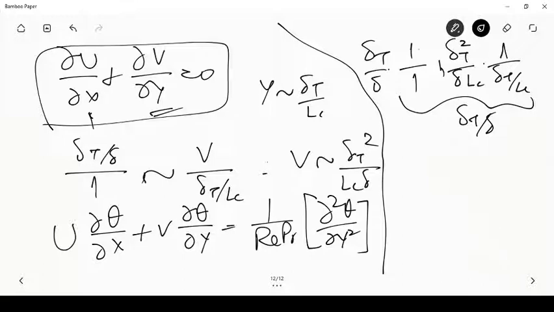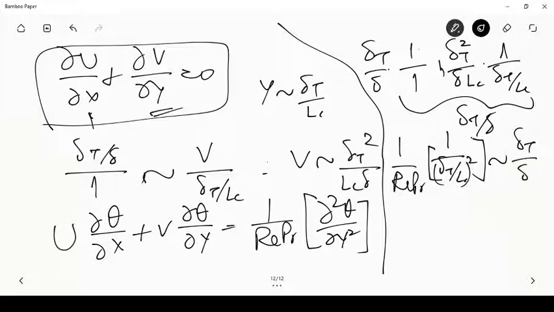Is that right? And on the right hand side you have 1 over RePr multiplied by, this is 1 over delta t by LC the whole squared, and this is of the order of delta t by delta, right? That's the left hand side. So if I put all these things together there, I'll get delta t cube divided by LC squared into delta, okay, is of the order of 1 over RePr.